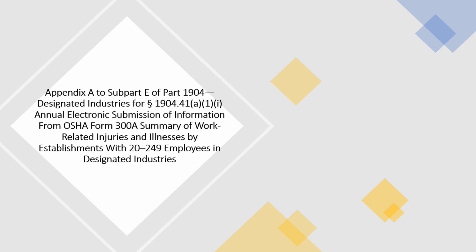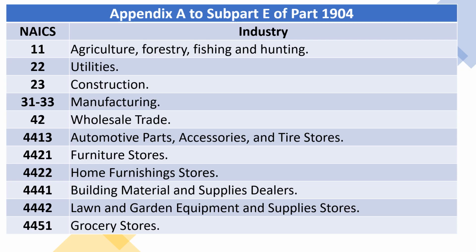Appendix A to Subpart E of Part 1904, Designated Industries for Section 1904.41(a)(1)(i), Annual Electronic Submission of Information from OSHA Form 300. A summary of work-related injuries and illnesses by establishments with 20 to 249 employees in designated industries. 11. Agriculture, forestry, fishing, and hunting. 22. Utilities. 23. Construction. 31 to 33. Manufacturing. 42. Wholesale trade.